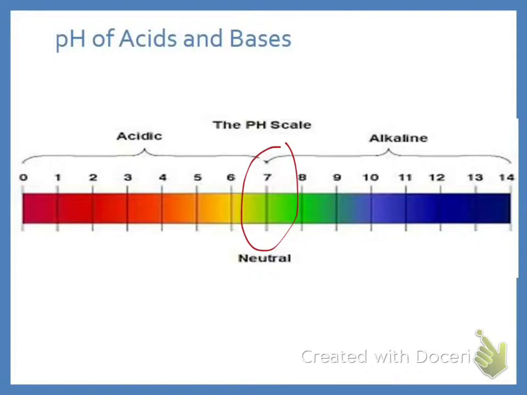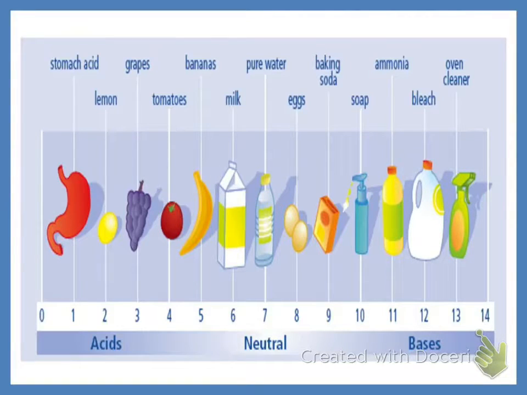Okay? And so here's a couple of things just in everyday life that are either acidic or basic. We talked a little bit about that yesterday. Some of our sour candies we said were acidic. And of course things like soap and stuff are basic. So there's some examples of that. A lot of your cleaning supplies are usually going to be basic. Okay?